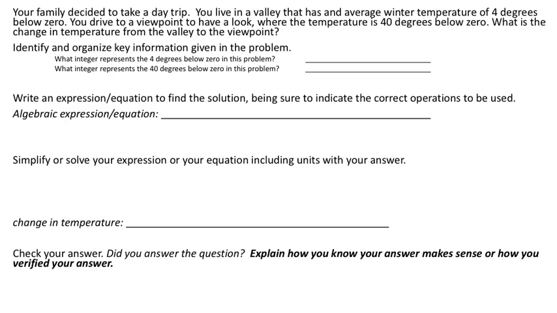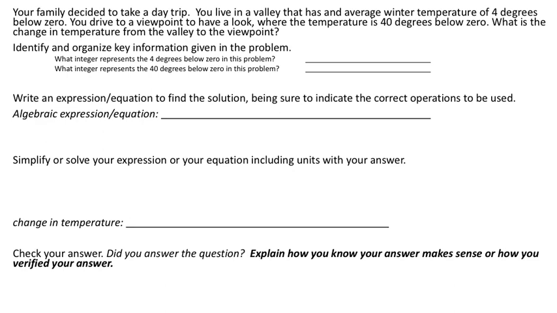Your family decided to take a day trip. You live in a valley that has an average winter temperature of 4 degrees below zero. You drive to a viewpoint to have a look where the temperature is 40 degrees below zero. What is the change in temperature from the valley to the viewpoint?